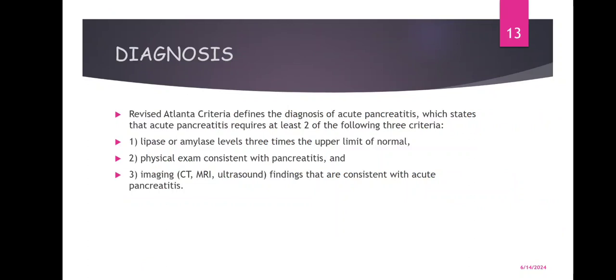So for diagnosis of acute pancreatitis, you use the revised Atlanta criteria, which defines the diagnosis. This states that acute pancreatitis requires at least 2 of the following 3 criteria: 1. Lipase or amylase levels 3 times the upper limit of normal. 2. Physical exam consistent with pancreatitis. 3. Imaging, which is CT, MRI, or ultrasound findings that are consistent with acute pancreatitis.